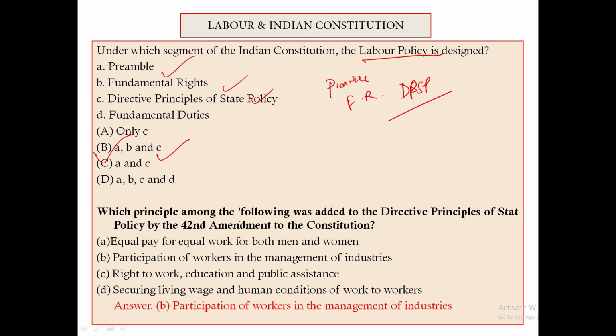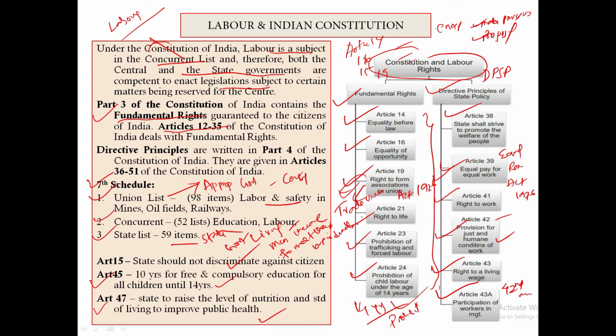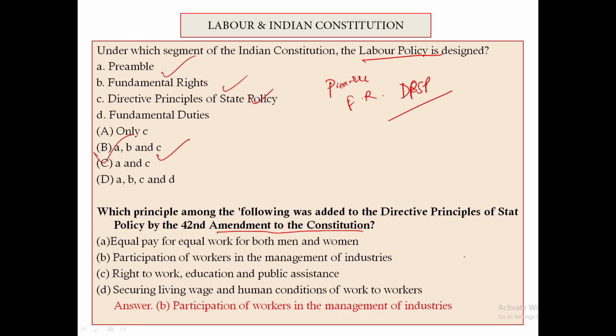Now, which principle among the following was added to the directive principles of state policy by the 42nd Amendment? Now, which was done in 42nd Amendment? I have already told you this. See, this 42nd Amendment is Article 43A, that is participation of workers in management. So the correct answer is number B.